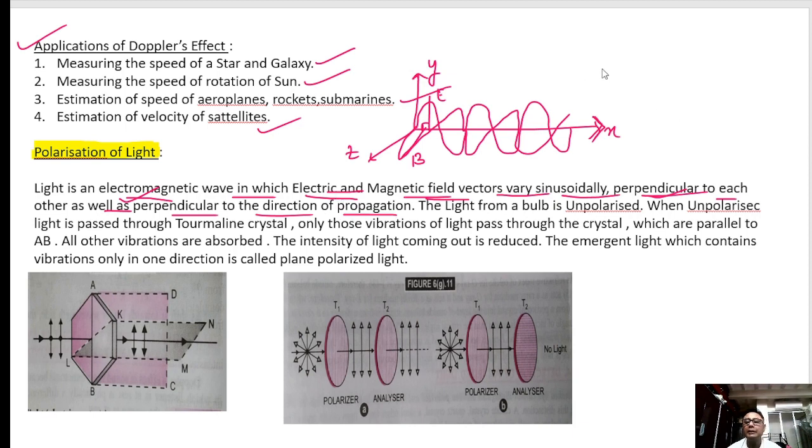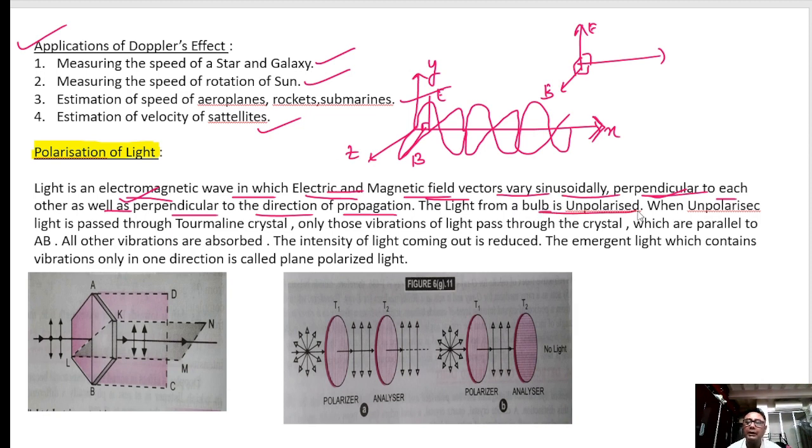That means if the light is proceeding like this, the electric field is like this, the magnetic field will be like this. All will be perpendicular to each other. So that is why it is called an electromagnetic wave.